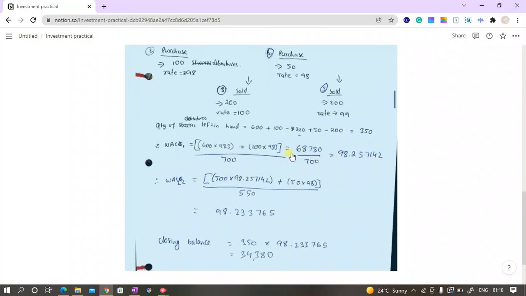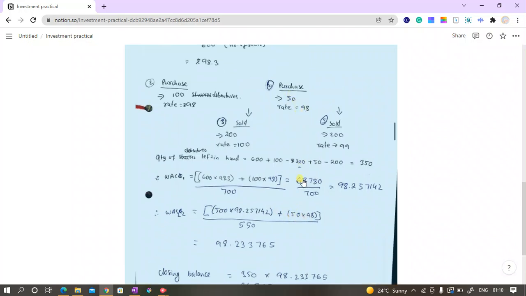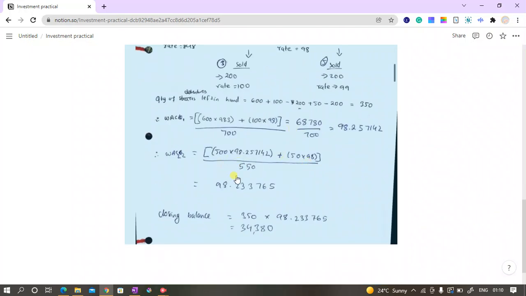Okay, now we will get the rate here, 98.257142. Again we will have the leftover shares. So leftover shares, we had 700 minus 200, we will be left with 500 shares. So 500 shares into this rate, then plus this 50, 50 into 98.